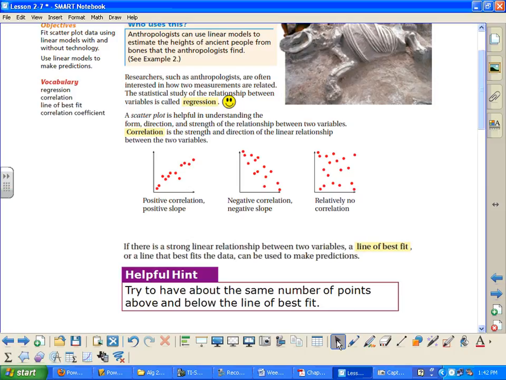A scatter plot can be helpful in understanding the form, the direction, and strength of a relationship between variables. They use what's called a correlation to measure that strength. If the numbers are all going up, with a positive slope, then we have a positive correlation. If there's a negative slope, then it has a negative correlation. And if they're all over the place, then there's no correlation at all.